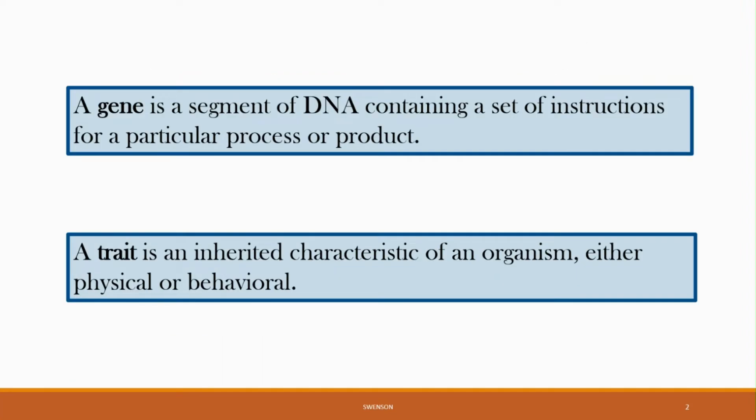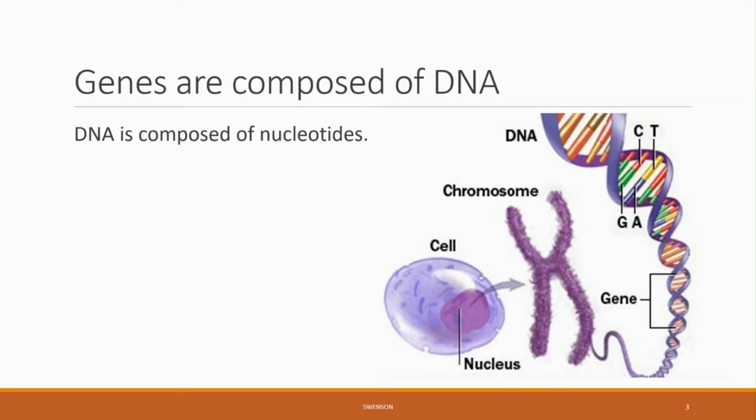A gene is a segment of DNA containing a set of instructions for a particular process or product. And a trait is an inherited characteristic of an organism, either physical or behavioral. So, how do we get from genes to traits? Let's start from a high level view and work our way down to the more specifics.